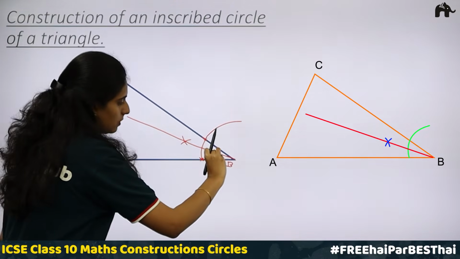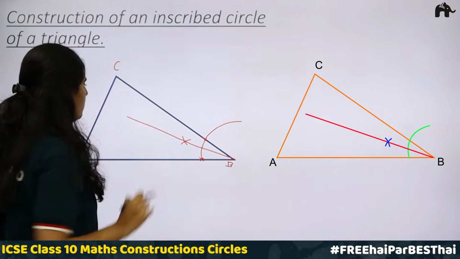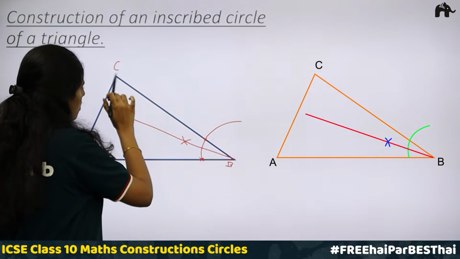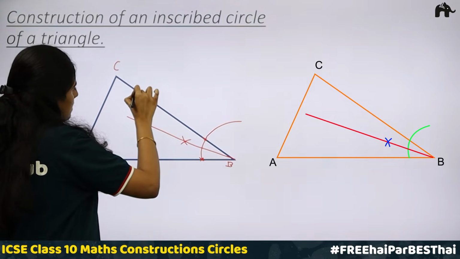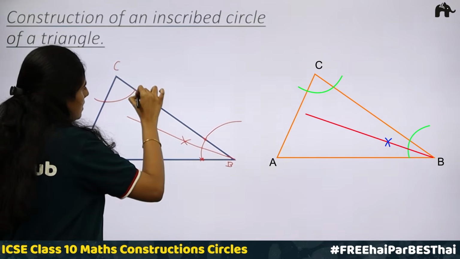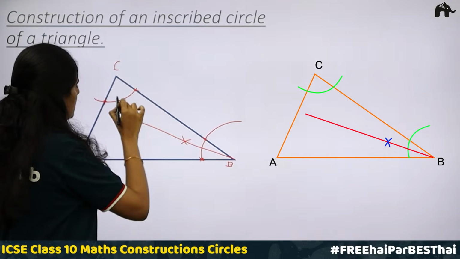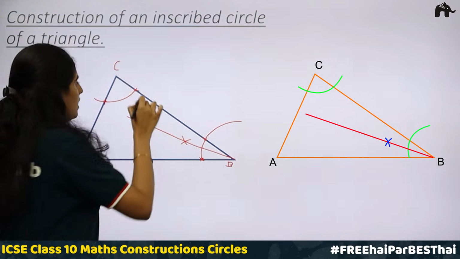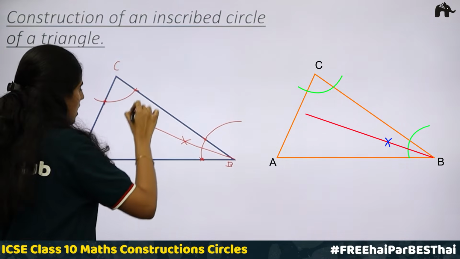Okay. This measure will be half of B and this measure will be half of B. Similarly, for C, we are going to draw the angle bisector. With C as center, we'll draw an arc. Now, this arc meets the sides BC and AC at 2 points. At these points, keep the compass and draw arcs.